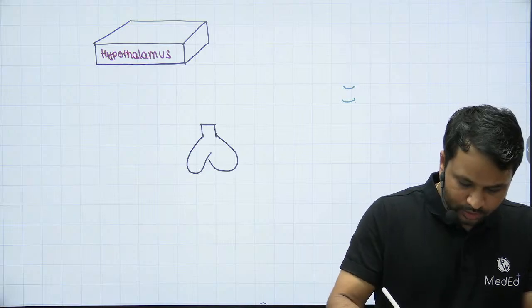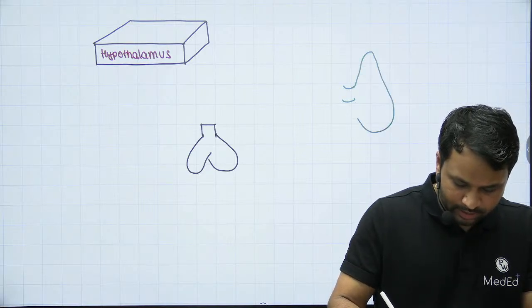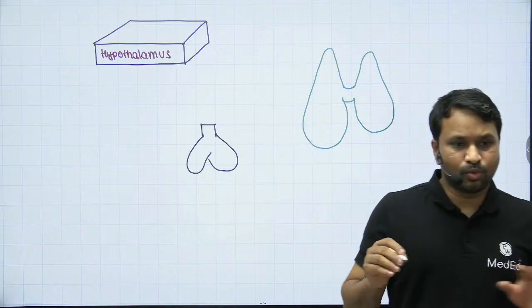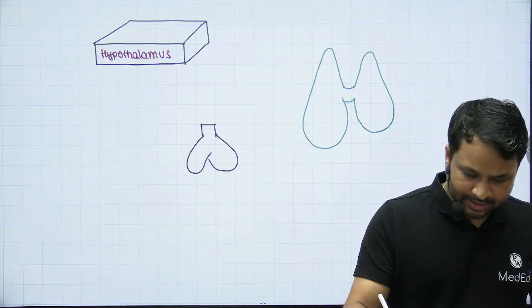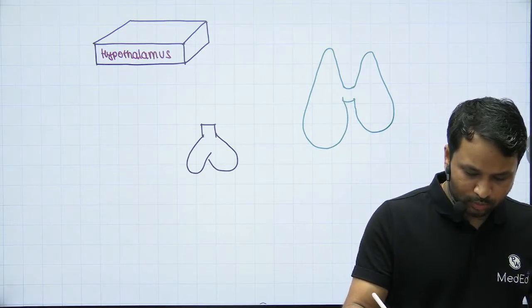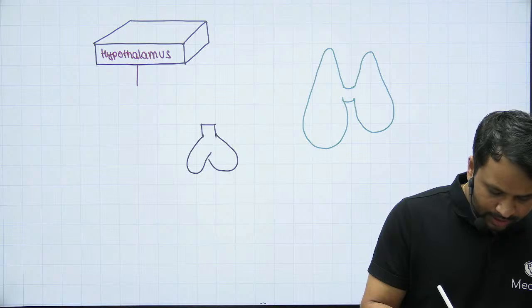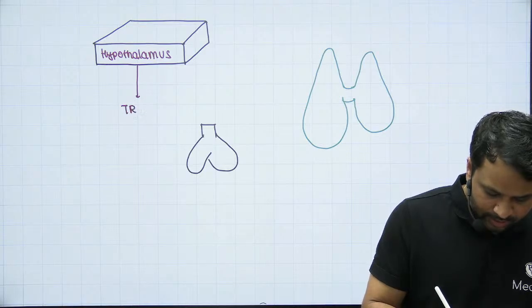The powerhouse is going to be your thyroid gland. So this is the thyroid gland that is present, right? What happens is the hypothalamus says, I am going to produce a hormone. We said, what are you going to produce? The hypothalamus says, I will produce a hormone which is called the thyrotropin regulating hormone.